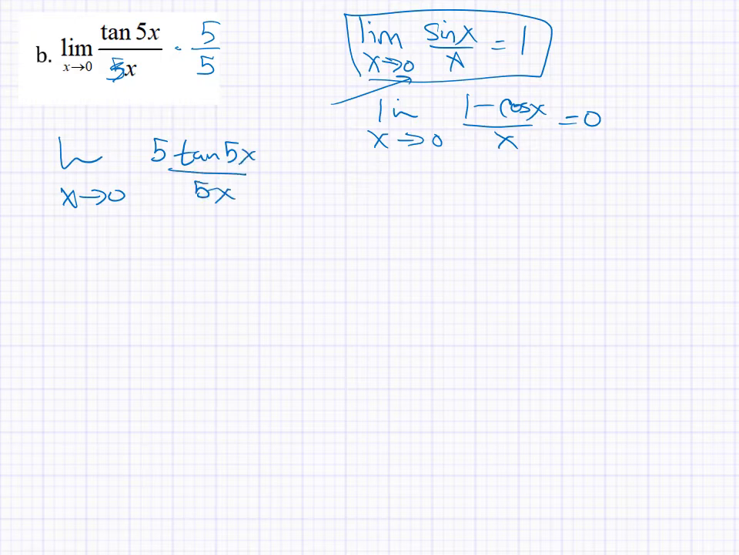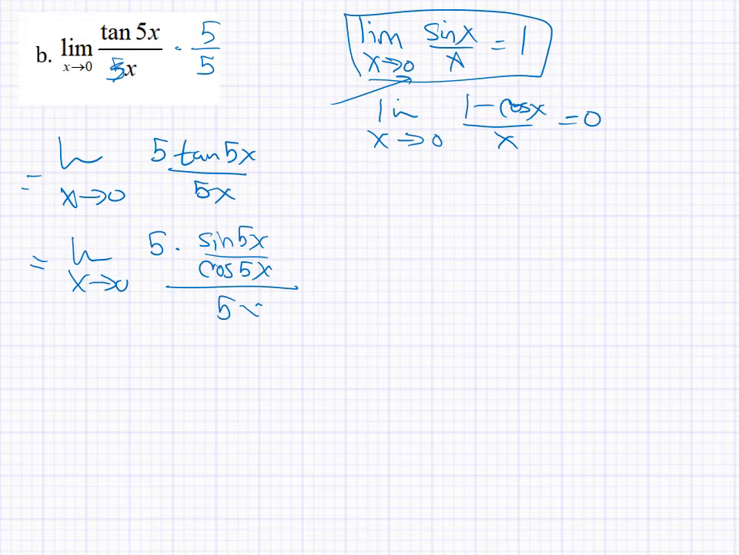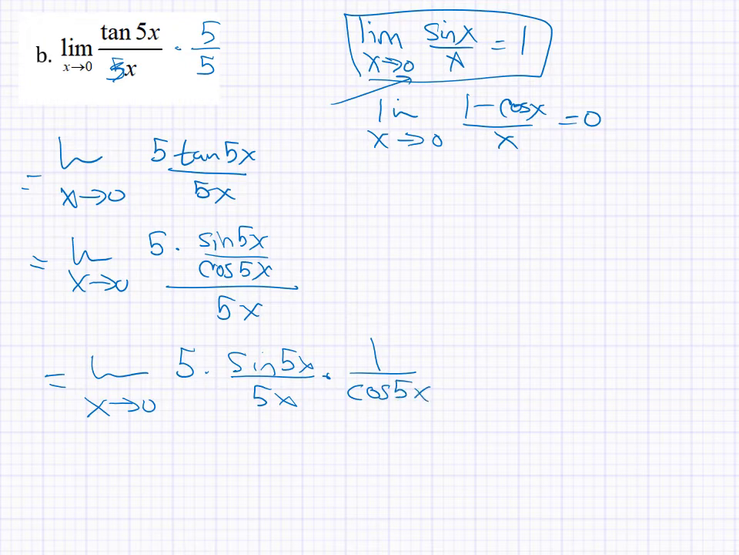Then I'm going to break my tangent apart. Tangent we know is sine over cosine. So then I'm going to say, all right, well, this is the limit as x approaches 0 of 5 times sine 5x over cosine 5x all over 5x. Then I'm going to break this apart even further and write this as the limit as x approaches 0 of 5 times sine 5x over 5x times 1 over cosine 5x.